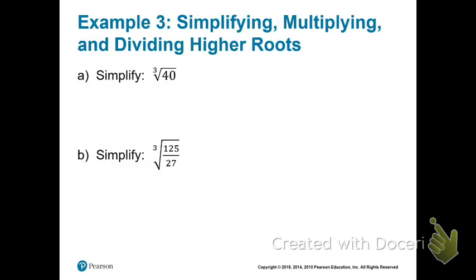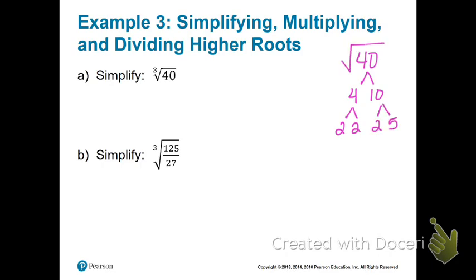So let's simplify the third root of 40. Well, 40 doesn't have a cube root, or a third root, so we're going to use our factor tree, just like what we did before. So what multiplies to give me 40? Well, I picked 4 and 10. You could have picked 5 and 8, 2 and 20. So 4 is 2 times 2, and 10 is 2 times 5.